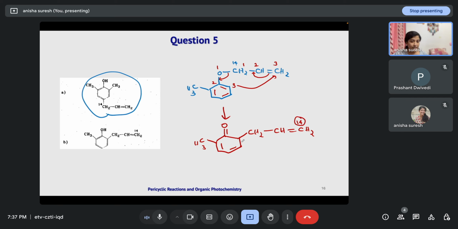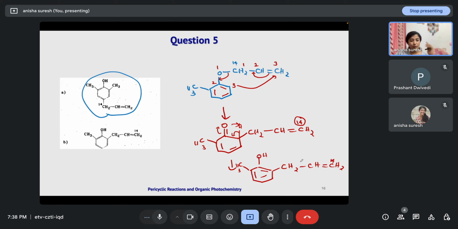Now a tautomerization can take place by removal of a proton here, resulting in the formation of the final product, OH, CH3, CH2, CH double bond CH2 with this carbon as the labeled carbon. Clear? Any doubts?